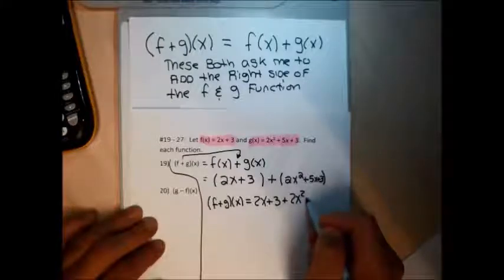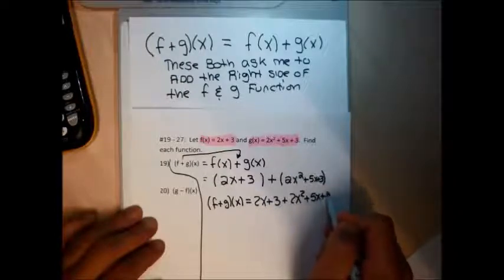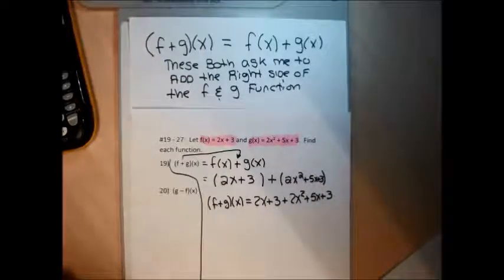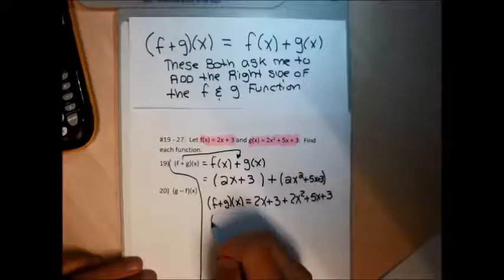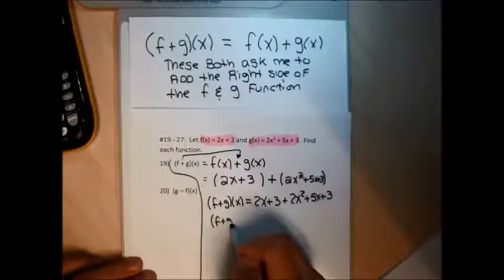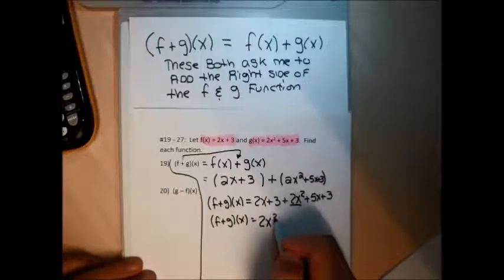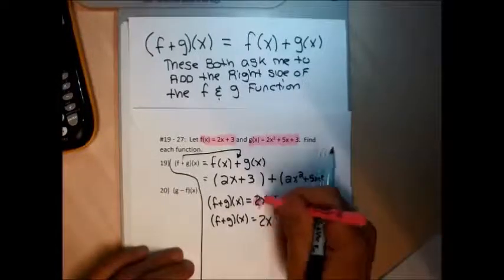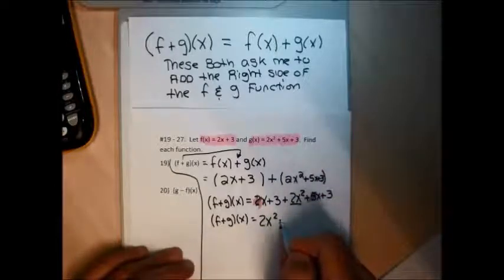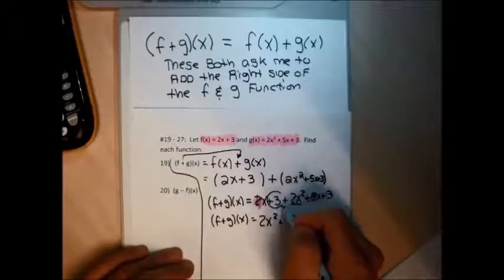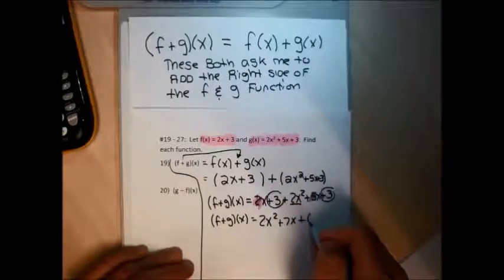If there was a minus sign in front of a parentheses, an exponent outside of a parentheses, or a multiplication in front of a parentheses, I'd have to do some work, I couldn't just drop the parentheses. I'd have to multiply or change signs or FOIL. Now I'm going to combine like terms and write this in a nice order. So I'm going to get f plus g of x. The 2x squared I'm going to write first. And then I'm going to add the 2x and the 5x to get a 7x. I'm going to add the 3 and the 3 to get 6.